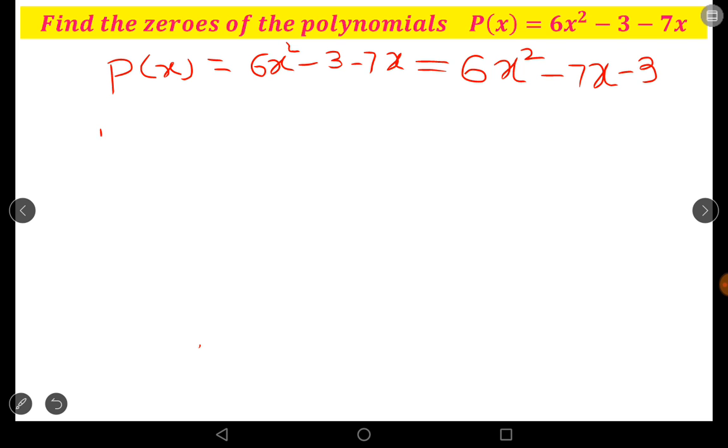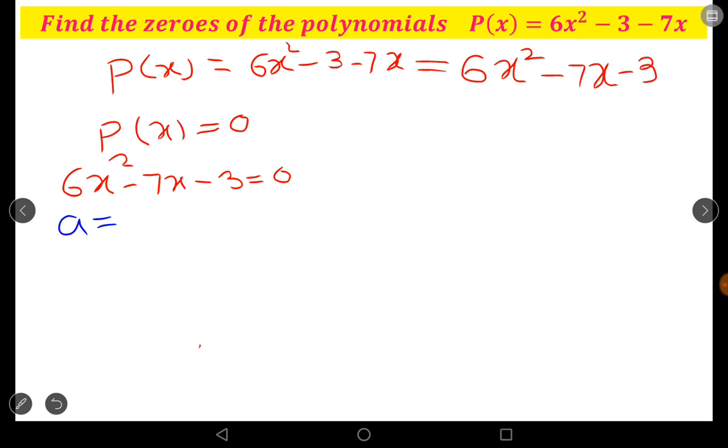Next one, let p of x equal to 0. First condition to find the zeros: p of x equal to 0. Next one, 6x square minus 7x minus 3 equal to 0. Next, compare with the general form. Write the coefficients: a equal to, b equal to, c equal to.